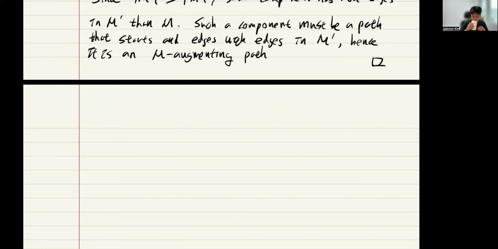Okay, now we have the characterization using this concept of M augmenting path, which is a characterization for maximum matching. And using that, we can actually come up with a polynomial time algorithm to find the maximum matching.